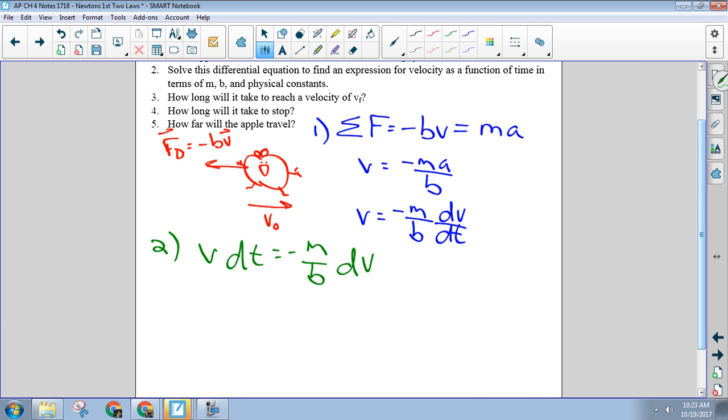Follow? All right, so now what I want to do is I've got a dv over here. I want to move my v so that it's hanging out with the dv. And if there was a t in here, I would want to move the t over to the dt side. Cool? So I'm just going to divide both sides by v. So now I've got this: dt equals negative m over b times dv over v. All right? Good? Any questions?